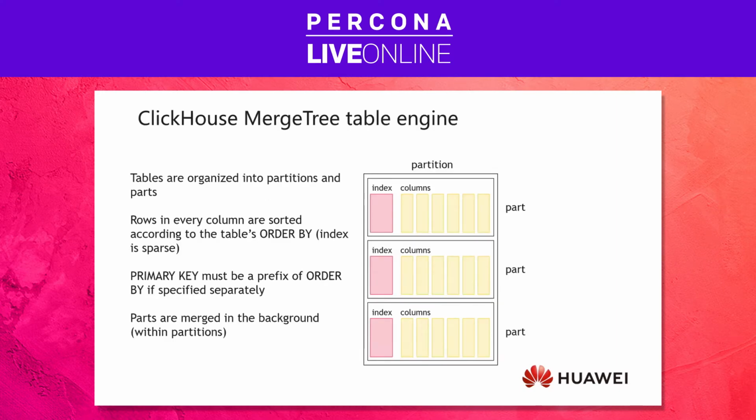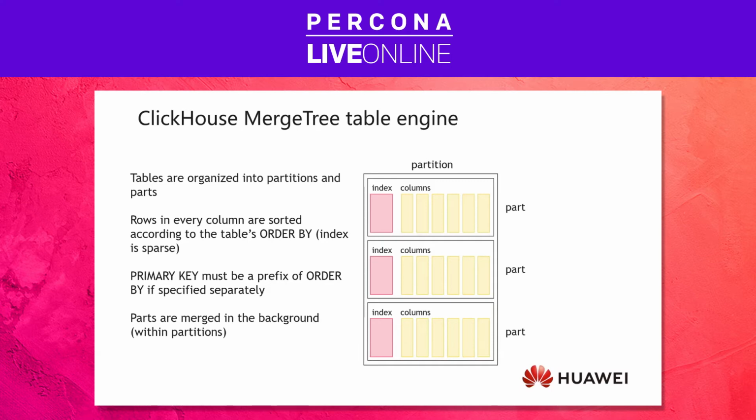So merge tree tables are structured in partitions. When you create the tables, you have to tell, in your schema, how you want things to be partitioned. Otherwise, it's going to be just one big partition. The partition itself is organized into parts. The naming here is a bit funny because partition and part are easy to mix up, but they are very different things.